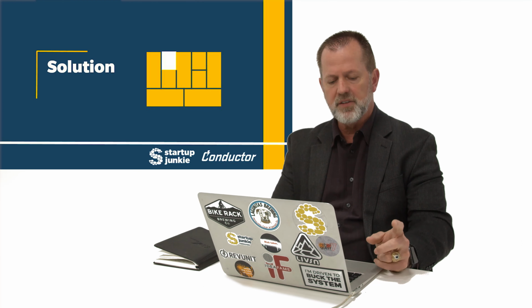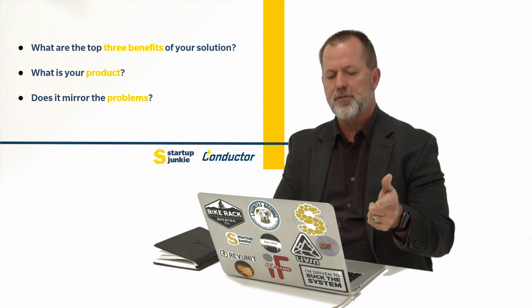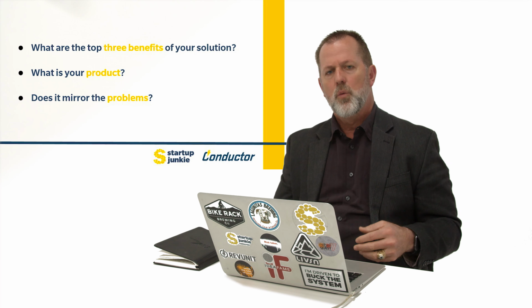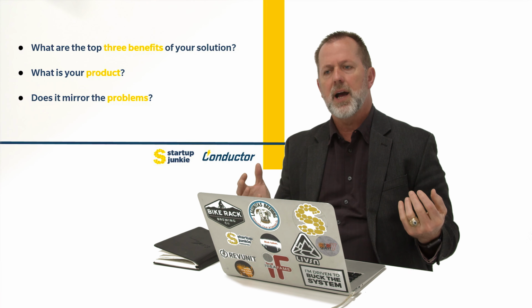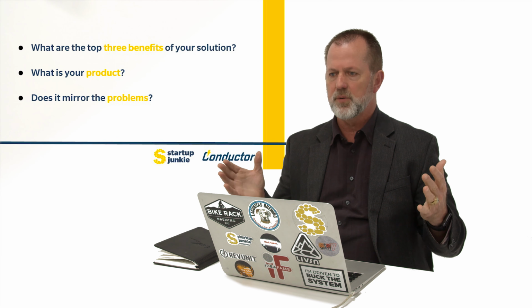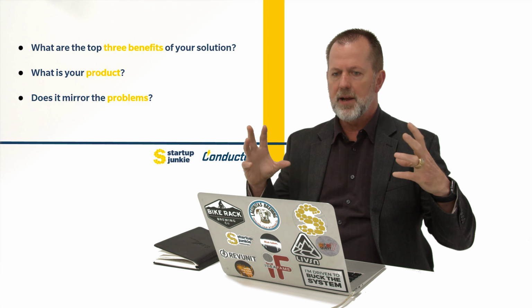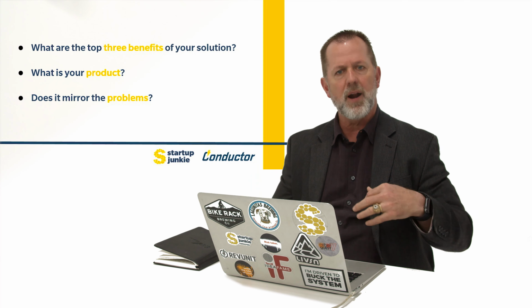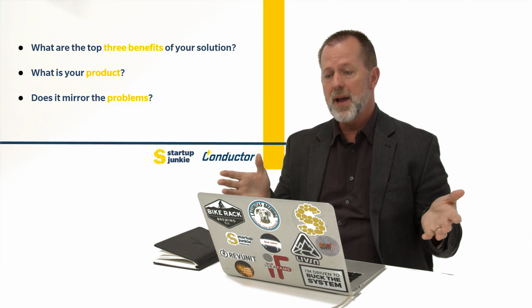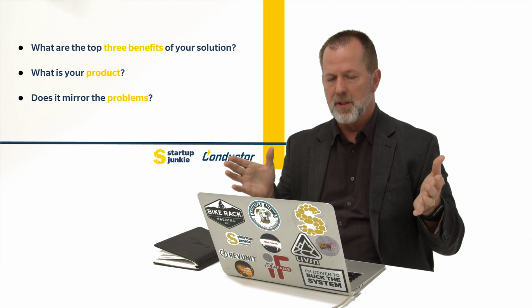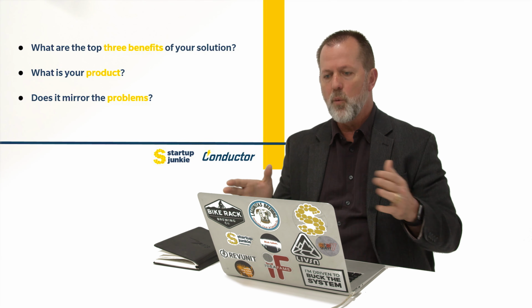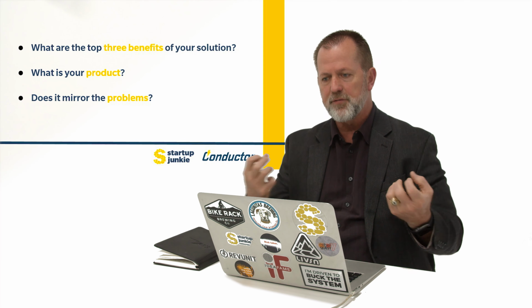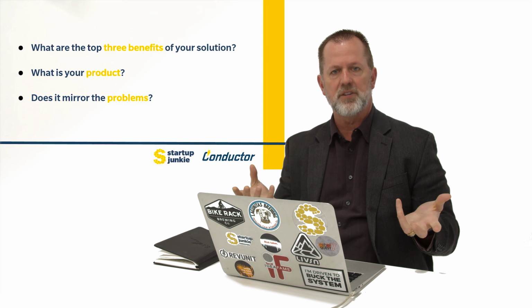Now we finally get to the solution. And I know this is kind of a non-intuitive way of looking at it, but the solution at this point, you need to think about what are the top three benefits of your solution. For example, when I went to buy a large screen TV, I really wasn't buying it because it was 85 inches and it was ultra high definition or it had some other specification. I was buying it because I didn't want to miss a single play during the college football season. I wanted to make sure I could see the replay. So the benefit to me was a better viewing experience.